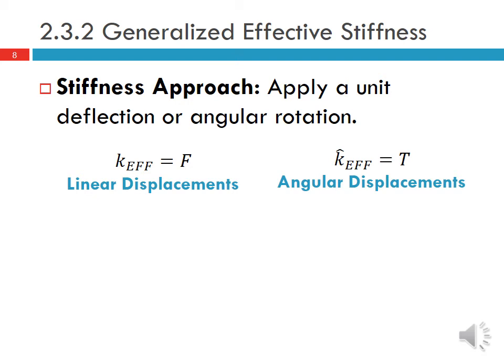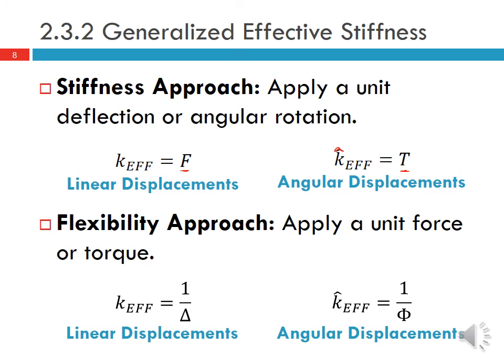We can generalize this to not just linear displacements, but also angular displacements, where we apply the stiffness approach. We apply either a unit deflection or a unit angular rotation. Then for linear displacements, k effective is just equal to the F that we find. And for angular displacements, k effective would be equal to the torque that we find. When it's angular displacements, to distinguish the k, because it would have different units, we typically put a little hat on it.